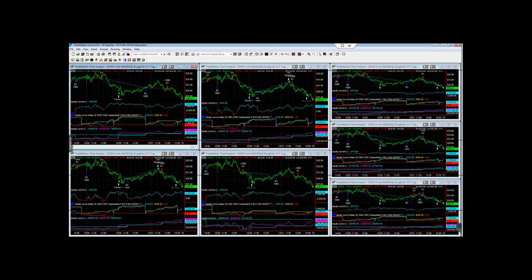Problem is, how do you pick which one? You're sitting here with 7 systems that you developed that work well on Google. They all work a little bit different. They all work on some days, and on some days they don't work. And that's the big dilemma. How do we handle this in a real-time trading environment?